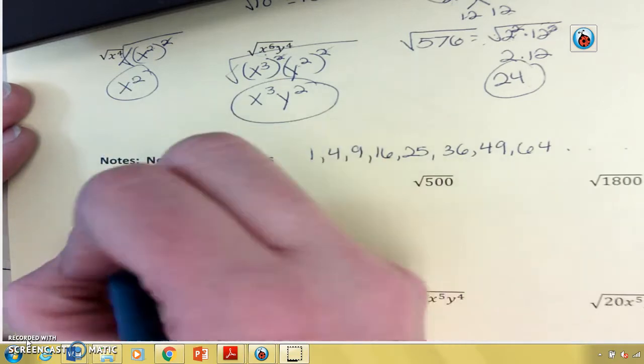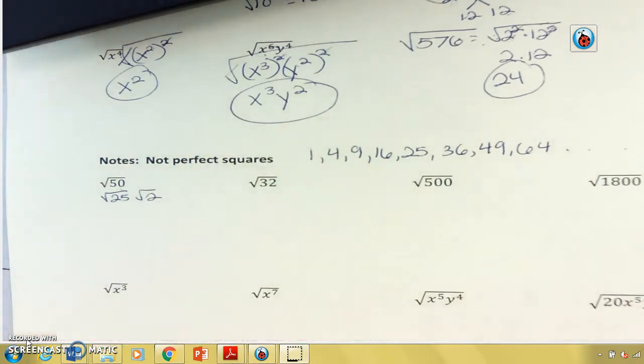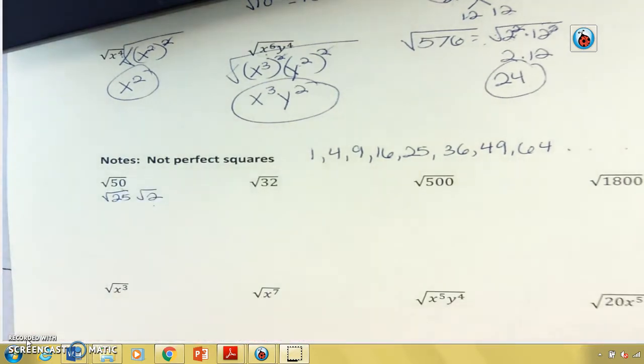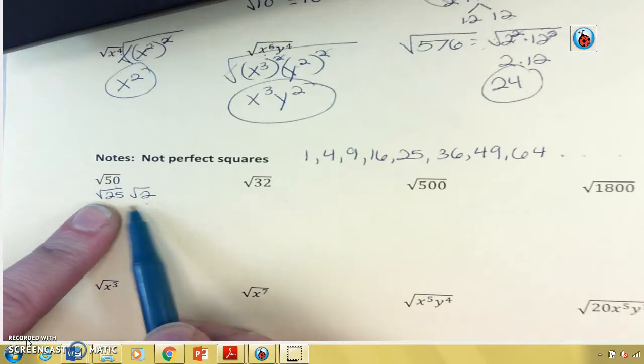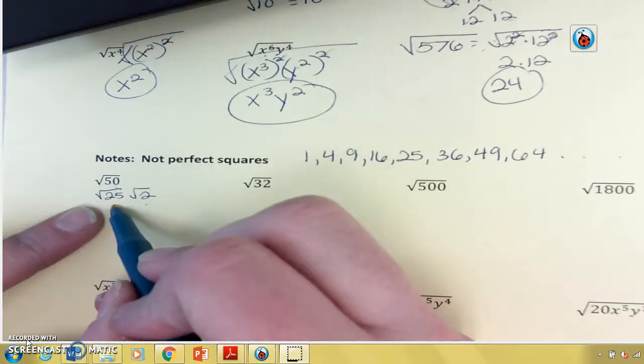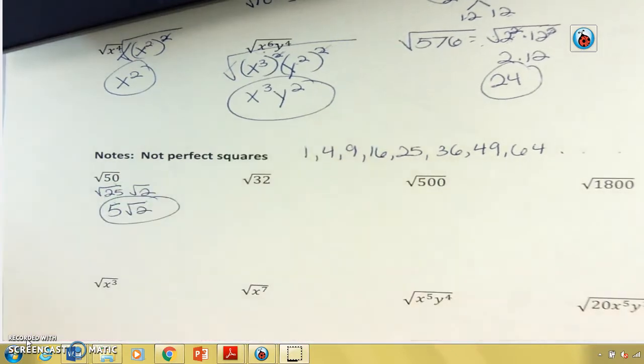Well, I know 25 times 2 is 50. So I think, oh well, I'm going to split this up backwards of what we did in the practice. Square root of 25 times square root of 2 is the same as square root of 50. Well, I know the square root of 25 is 5. Square root of 2 I don't know, so I'm going to just leave it like that. That is a simplified radical.